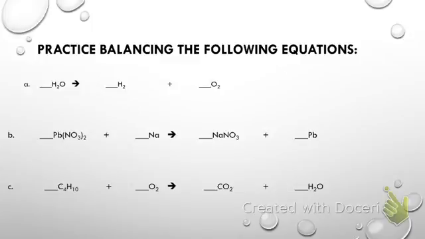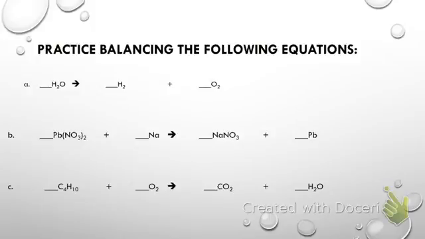All right, so this first one is the decomposition of water. I have H2O breaking down into hydrogen and oxygen gas. Hydrogen and oxygen by themselves have to have the H2. So what is the first thing you notice that's not balanced?